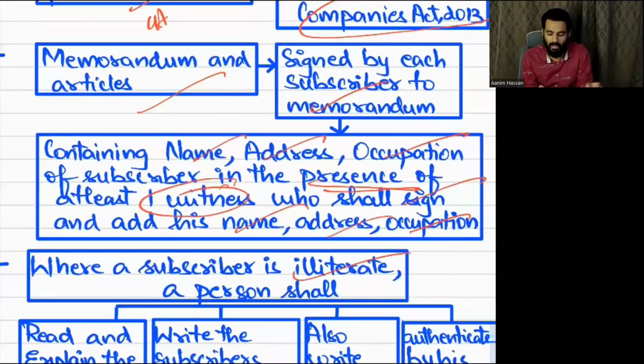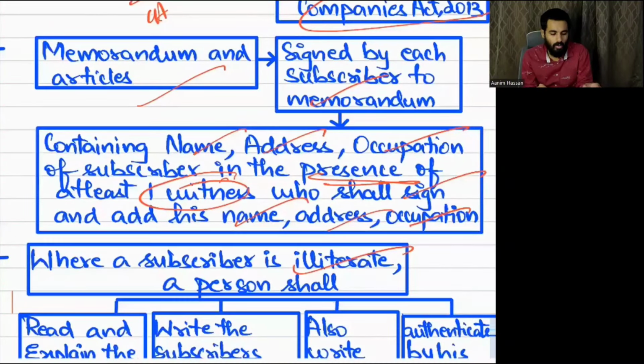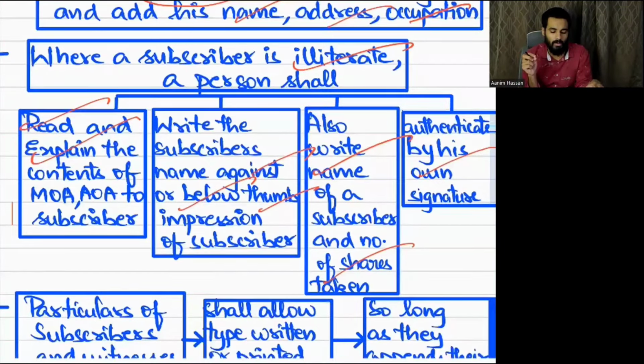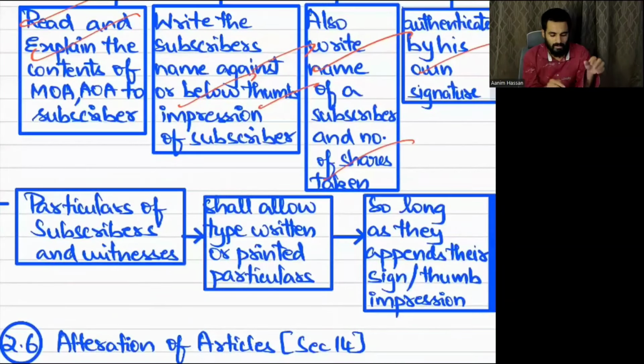Where a subscriber is illiterate, what to do? A person shall read for the subscriber. He will read and explain what is there in the memorandum and articles of association. He will write the name of the subscriber. He will mention how many shares he is holding. And the illiterate will put his thumb impression, and the person will write below or against the thumb impression the illiterate's name. Then he will authenticate his signature. Yes or no? Yes.